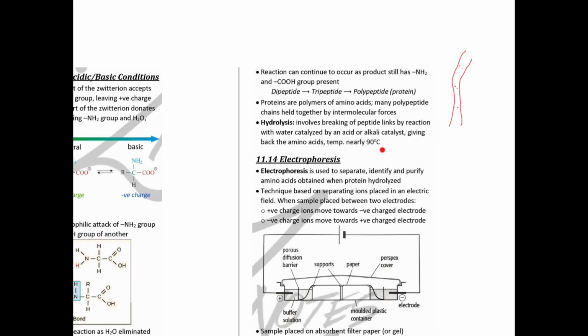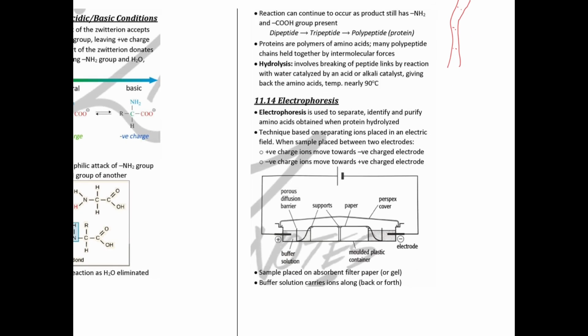Temperature is nearly 90 degrees Celsius. So that is the breaking down. It even happens in our stomach also, at a temperature of 37 degrees Celsius. Hydrolysis happens in our intestine, where the proteins break down to amino acids. It happens because of enzymes. We don't need the high temperature because our stomach produces enzymes, which act like a catalyst.